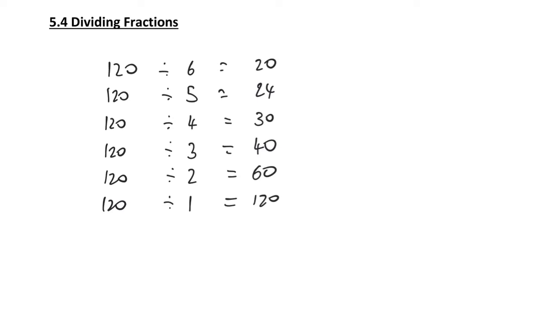So what we can see is that the smaller the number we're dividing by, the bigger the answer is. And there's a connection between these numbers. So if we look at 120 divided by 4, and 120 divided by 2, and 120 divided by 1, to get from 4 to 2, we divide by 2, and to get from 2 to 1, we divide by 2. And if we look at the answers, 30 to 60, we multiply by 2. 60 to 120, we multiply by 2.